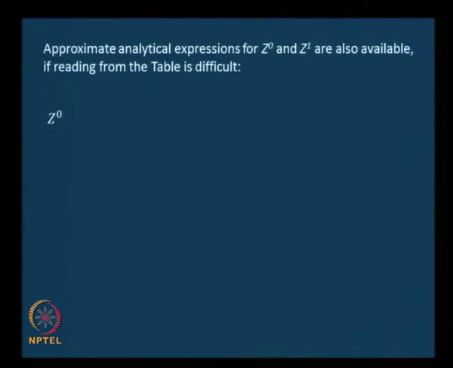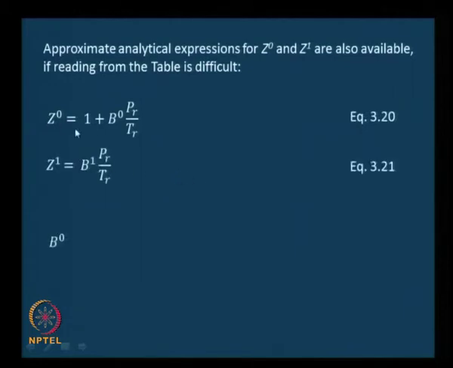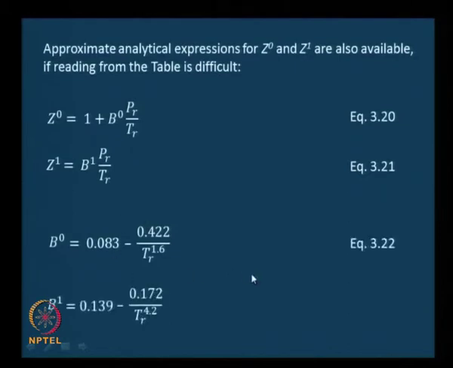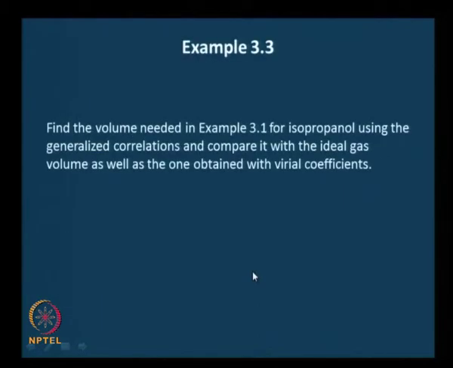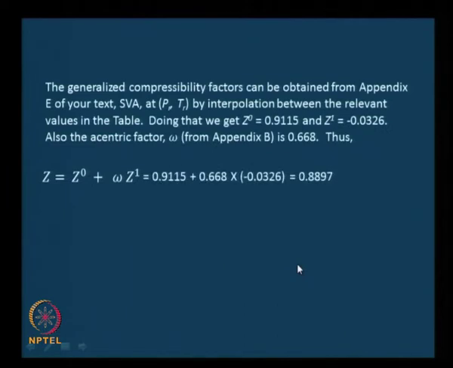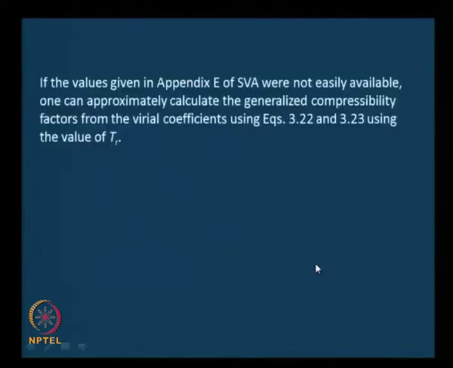Apart from the tables, there are analytical expressions for Z0 and Z1 that are also available. If the table is not available to somebody, one can use these expressions, which are reasonably accurate. Z0 is given in terms of B0, the virial coefficient, and B0 is given in terms of TR. B0 and B1 are given in terms of TR. Then we worked out an example where we applied the generalized correlation and also compared it with the ideal gas and the virial correlations, so the values obtained from those.